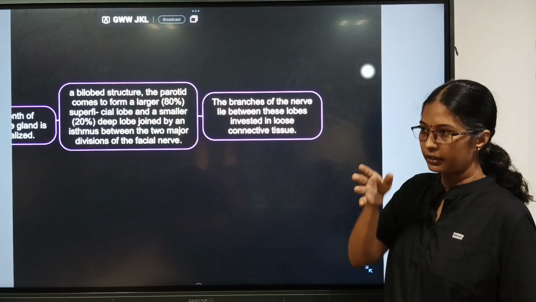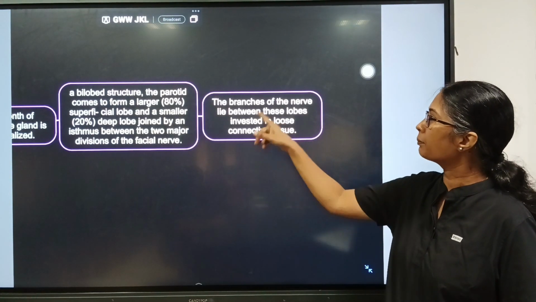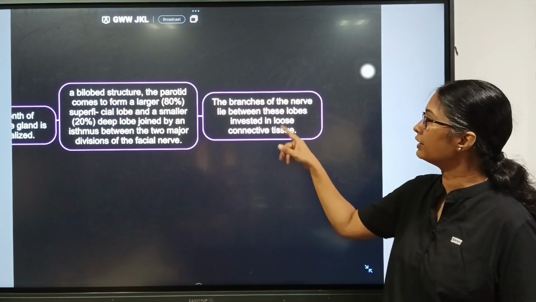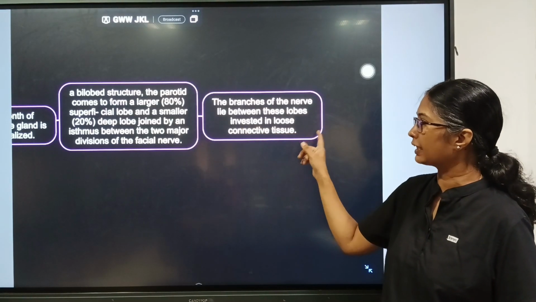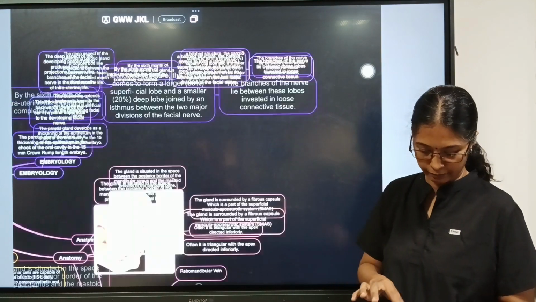So the facial nerve forms a structure in between the superficial lobe and the deep lobe. And the branches of the facial nerve lie between these lobes, invested in the loose connective tissue. So always the parotid gland is associated with the facial nerve and its branches.